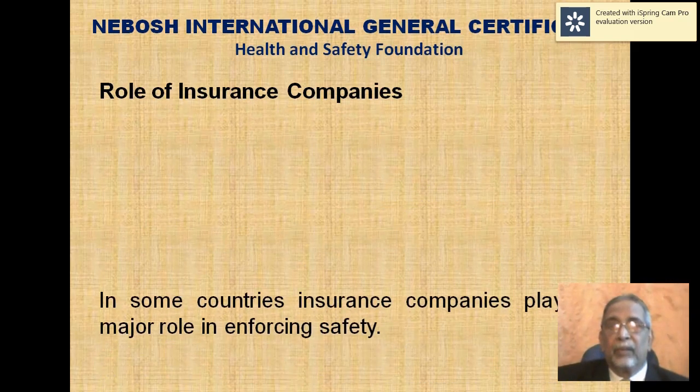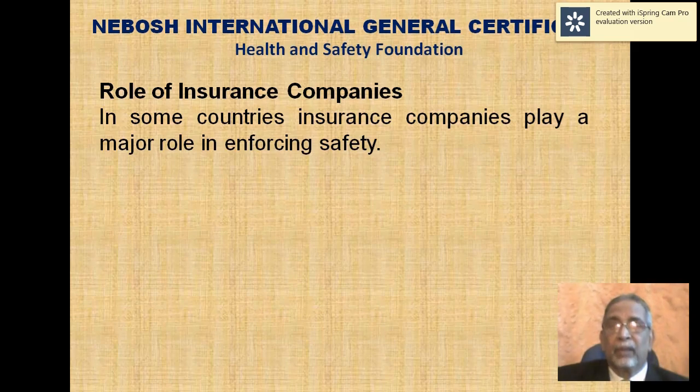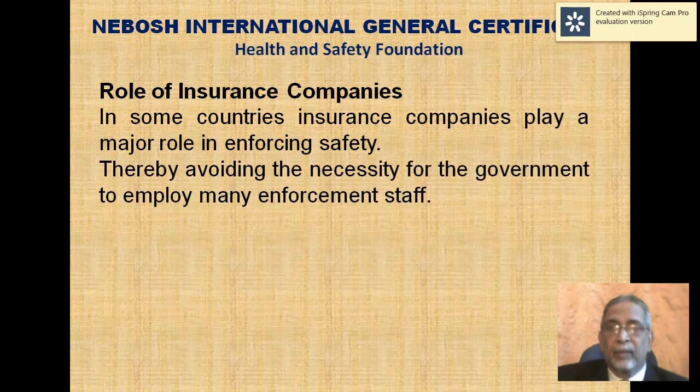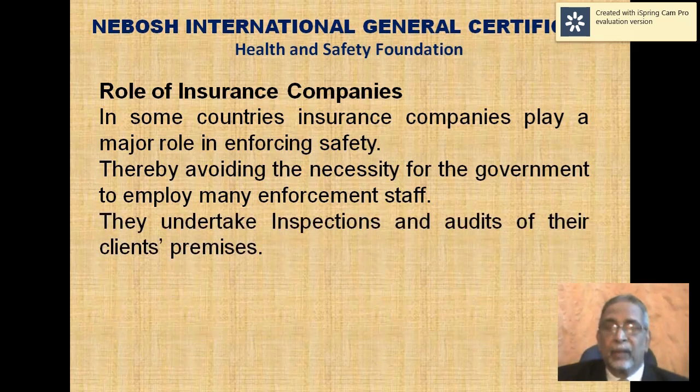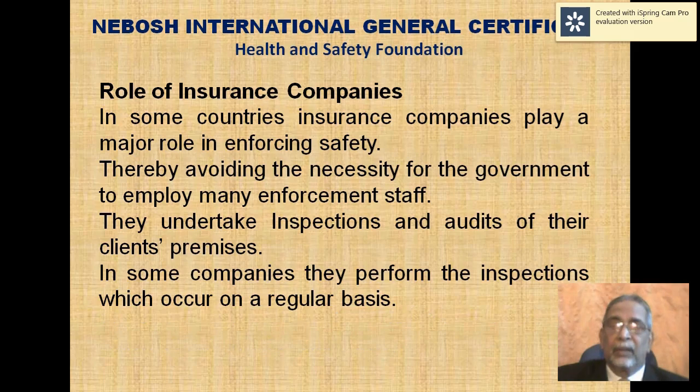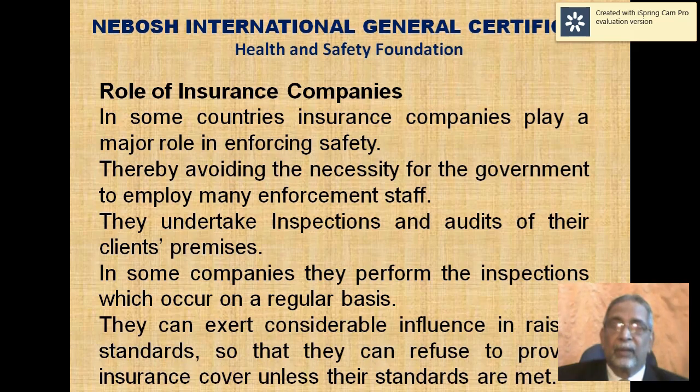The role of insurance companies. In some countries, insurance companies play a major role in enforcing safety, thereby avoiding the necessity for the government to employ many enforcement staff. They undertake inspections and audits of their clients' premises. In some cases, they perform the inspections on a regular basis. They can exert considerable influence in raising standards, as they can refuse to provide insurance cover unless their standards are met.